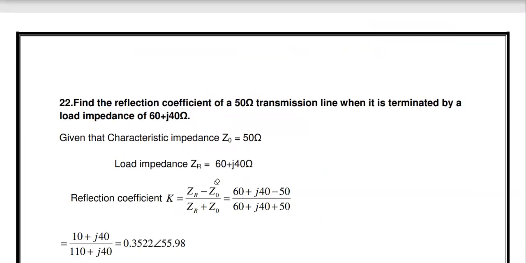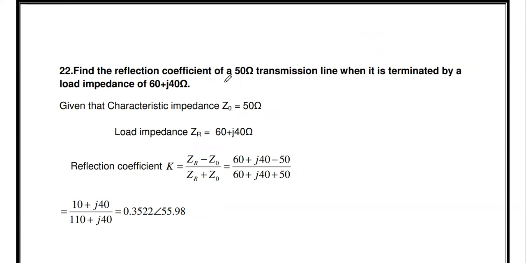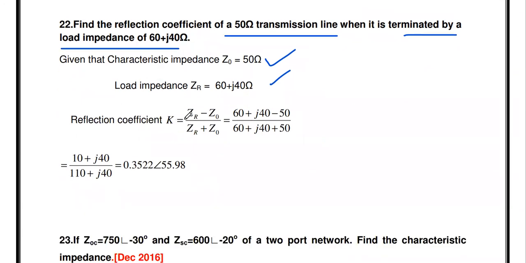The next question: find the reflection coefficient of a 50 ohm transmission line when it is terminated by a load of 60 plus j40 ohms. In this case also, we have to find the reflection coefficient. The characteristic impedance is 50 ohms and the load impedance is 60 plus j40. Substitute in the formula K equals (ZR minus Z0) divided by (ZR plus Z0). Divide rectangular by rectangular and convert the answer into polar. You may get 0.3522 with angle 55.98 degrees.